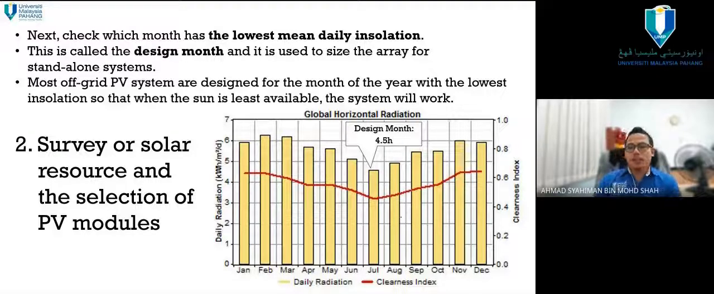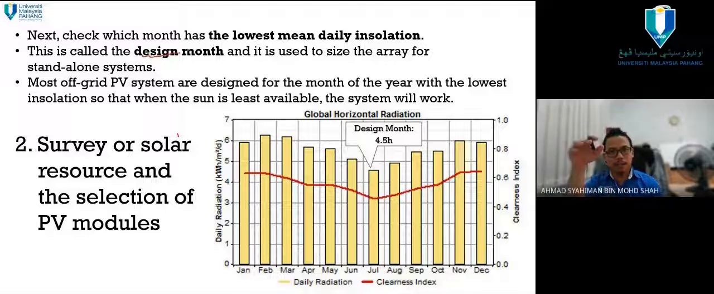Okay, what's next? Next, check which month has the lowest mean daily insolation or daily irradiance. This is called the design month and is used to size the array for a standalone system. Most standalone systems are designed for the month of the year with the lowest insolation, so that when the sun is least available, the system will work.